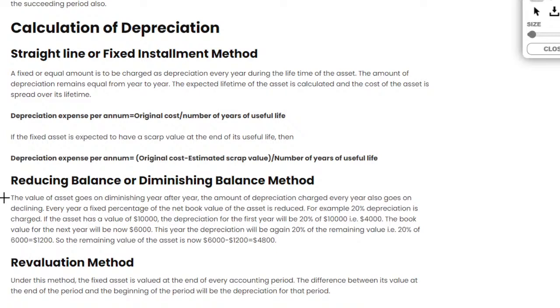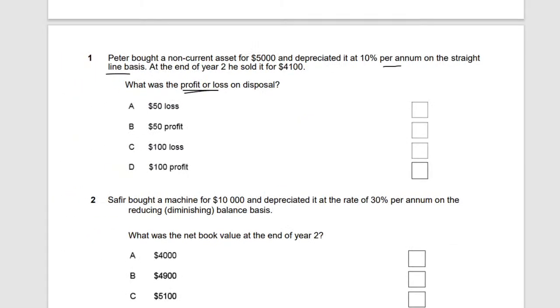Right here we can see this is the reducing balance, and this is the straight line method, so we are focusing on the straight line. Straight line is simply a fixed or equal amount charged as depreciation every year during the lifetime of the asset. The amount of depreciation remains equal from year to year. The expected lifetime of the asset is calculated and the cost of the asset is spread over that lifetime. Okay, so depreciation per annum. Let's do this question now. Let's put it back there.